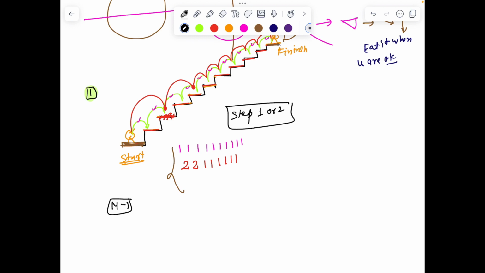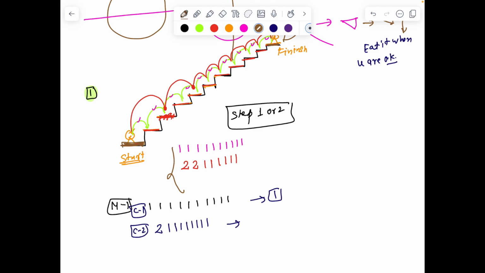Method 1 is when there are no 2s, like Golu takes all steps of 1. So 1, 2, 3, 4, 5, 6, 7, 8, 9, 10. In this there is only one way in which he can do that. That is case number 1. Case number 2 is when there is exactly one step of 2, and the rest are 1s. So one 2, then we have eight 1s.